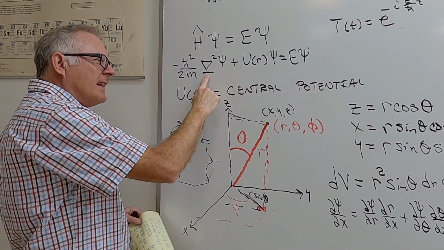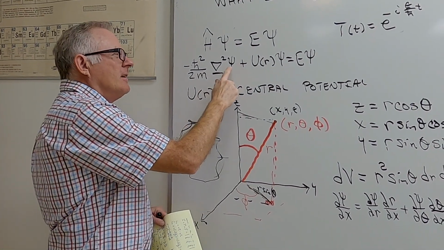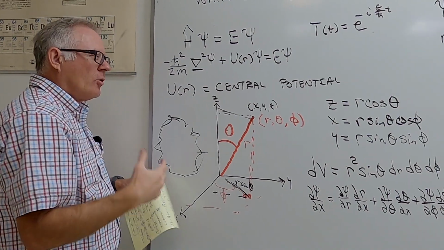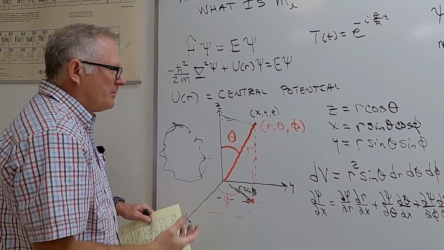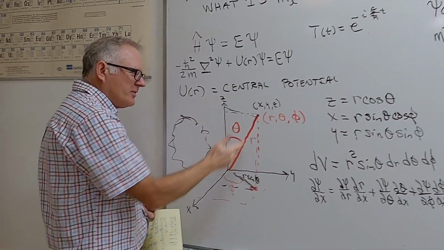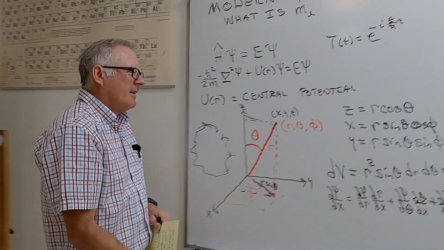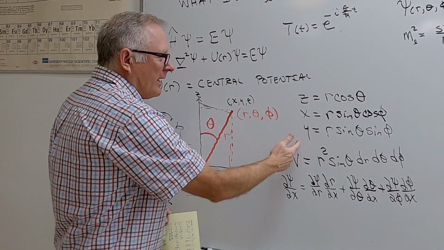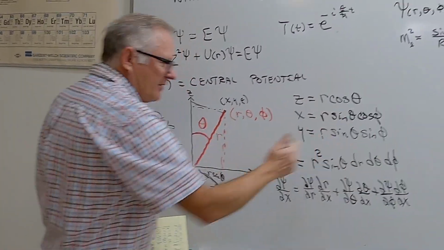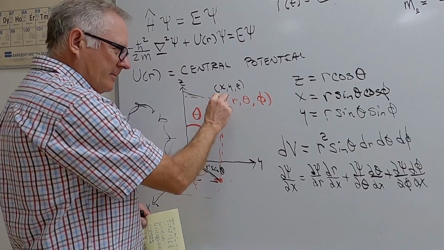And remember, on the last one, we had that real big expression for the Laplacian of psi, and the whole purpose of doing this is because we're going to be looking at central potentials where U is only a function of r. It doesn't depend on theta or phi. And again, this was our x, y, z converted into r, theta, and phi, spherical coordinates. Here's our little volume element in there.